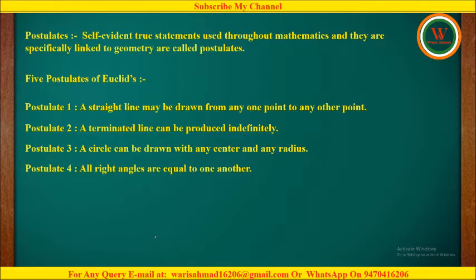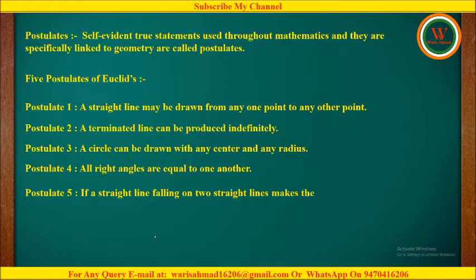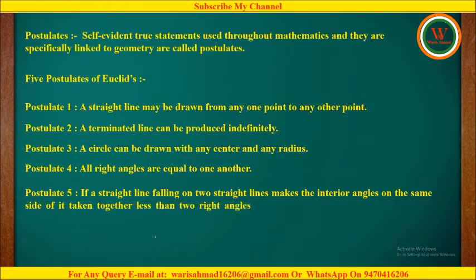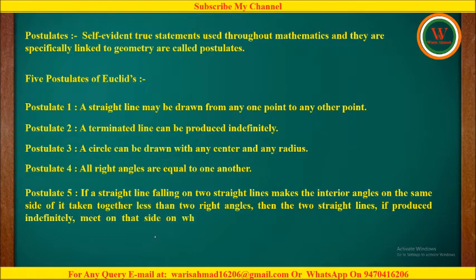The last postulate is if a straight line falling on two straight lines makes the interior angles on the same side of it taken together less than two right angles, then the two straight lines, if produced indefinitely, meet on that side on which the sum of angles is less than two right angles.